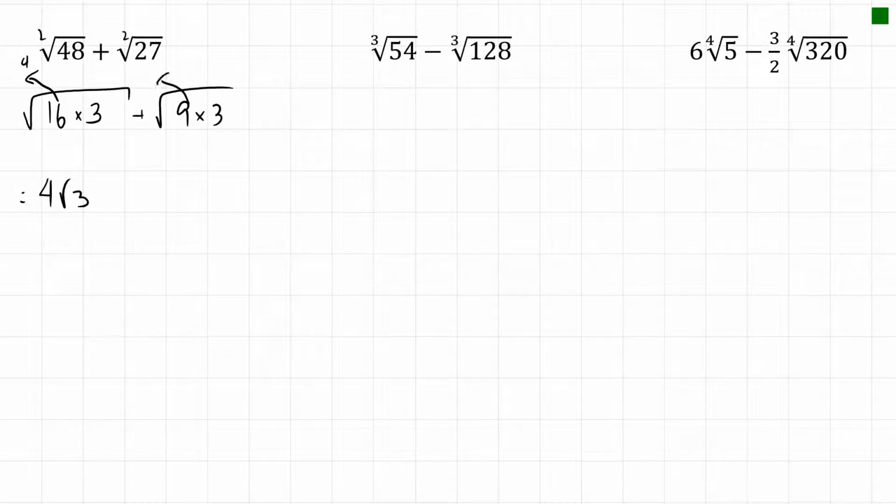And the square root of 9 is 3. So that becomes 3 root 3. So 4 root 3 plus 3 root 3 is 7 root 3.